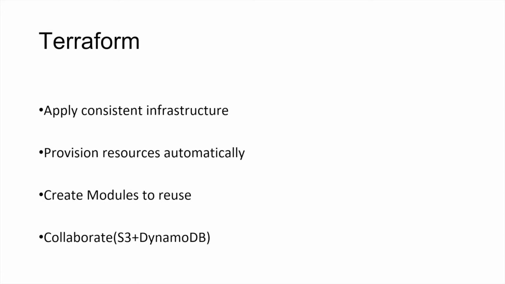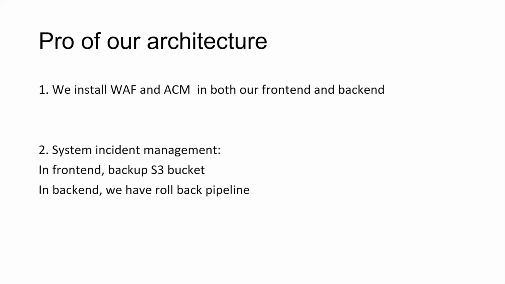Next, I would like to talk about the advantages of our architecture. First, we install WAF, AF, and ACM in front end and back end, which improve our architecture security in the cloud. Second, we also apply system incident management. We build a backup S3 bucket and also have a rollback pipeline in the back end.